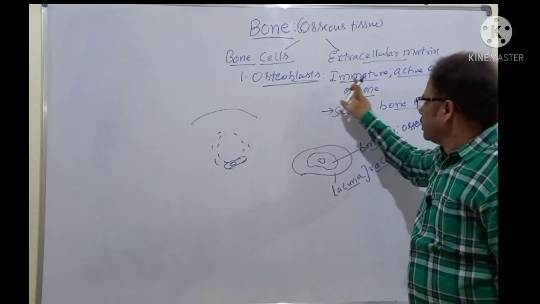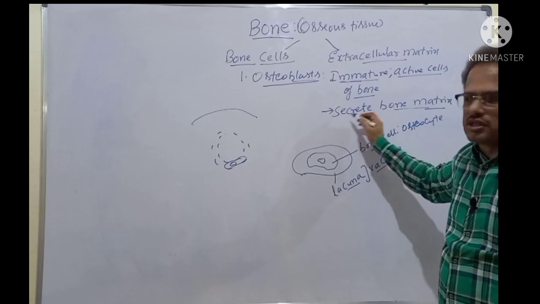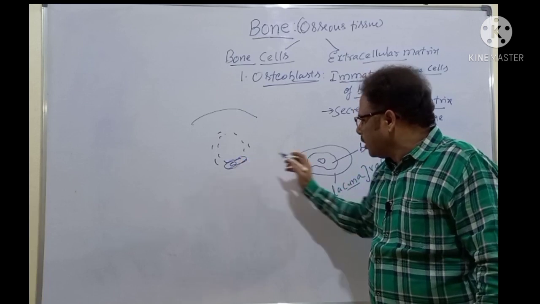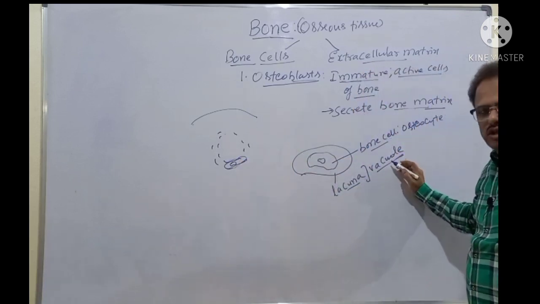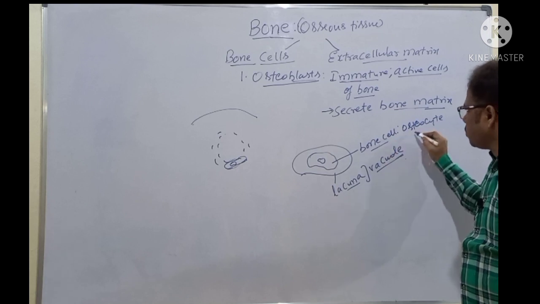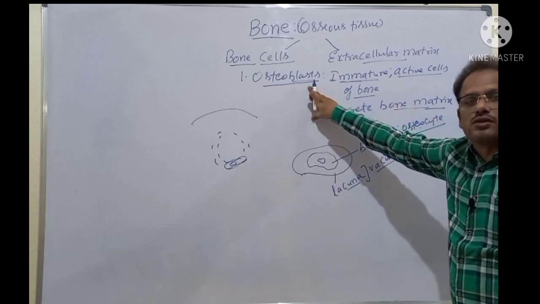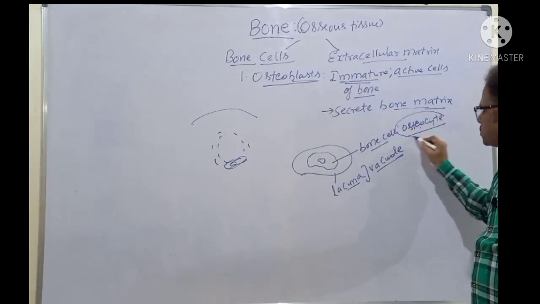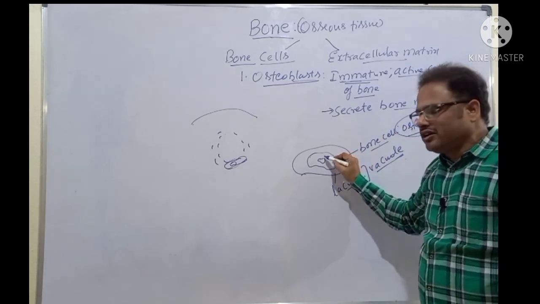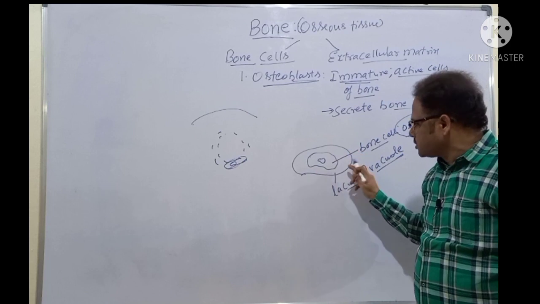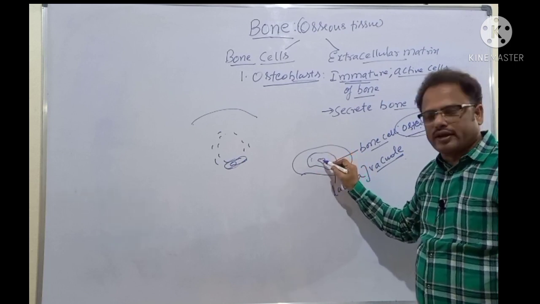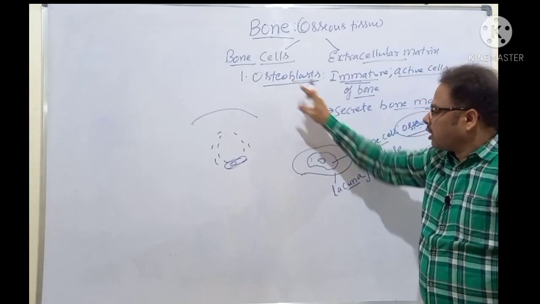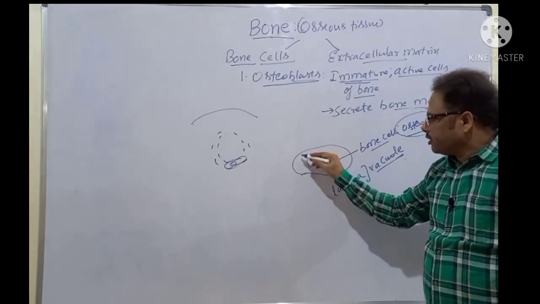So the osteoblasts are the immature but active cells of the bone which secrete the bone matrix. Once the bone matrix is formed, the lacunae are also formed. The lacunae are the vacuole-like empty spaces into which the bone cell called osteocyte goes. Osteoblasts get matured into osteocytes. Once the osteocyte is formed, it is entrapped inside the lacuna. See here, this is a lacuna, this is an osteocyte, and here is the nucleus of the osteocyte.